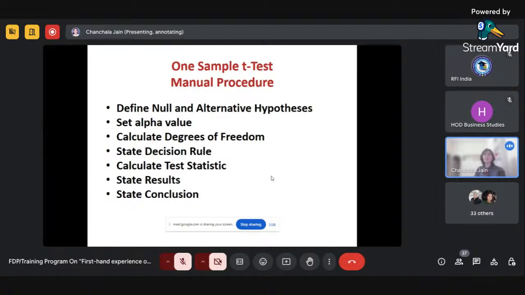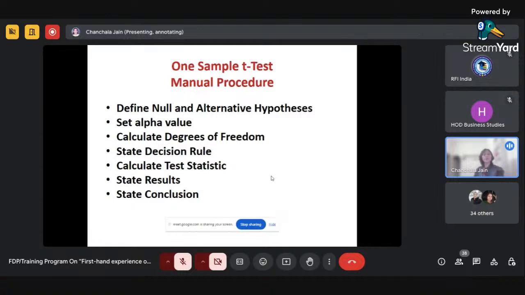Mostly 5% is used by researchers in the field of social science. But from field to field, this alpha can change. So you need to decide in which field you are working, and how much risk you can take. That risk you need to decide, and that way you can set your alpha value.